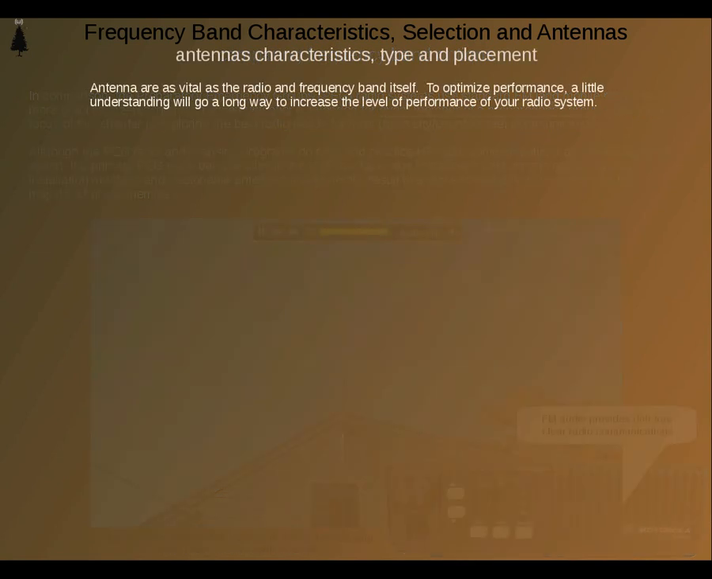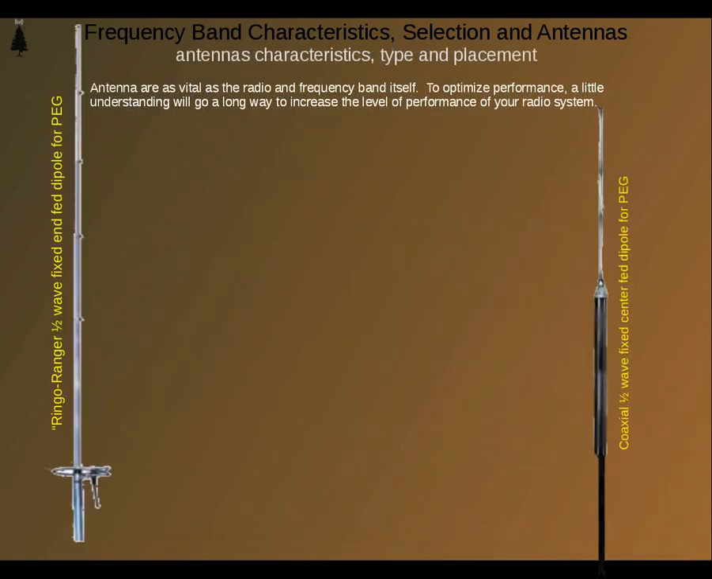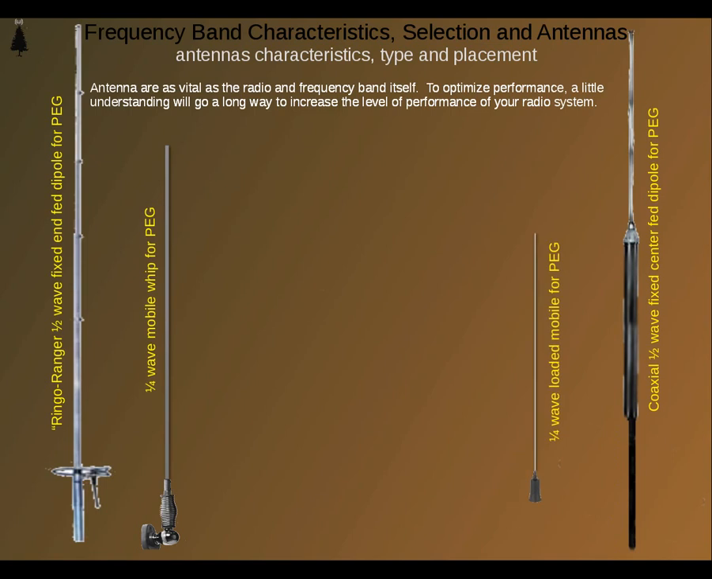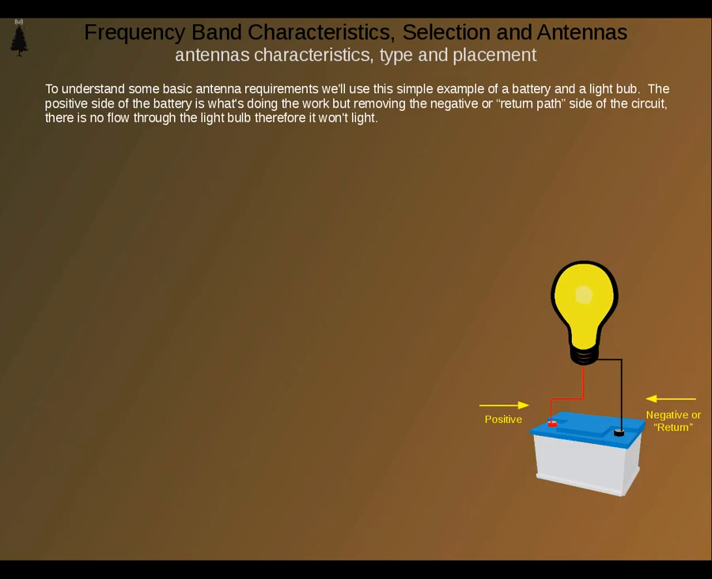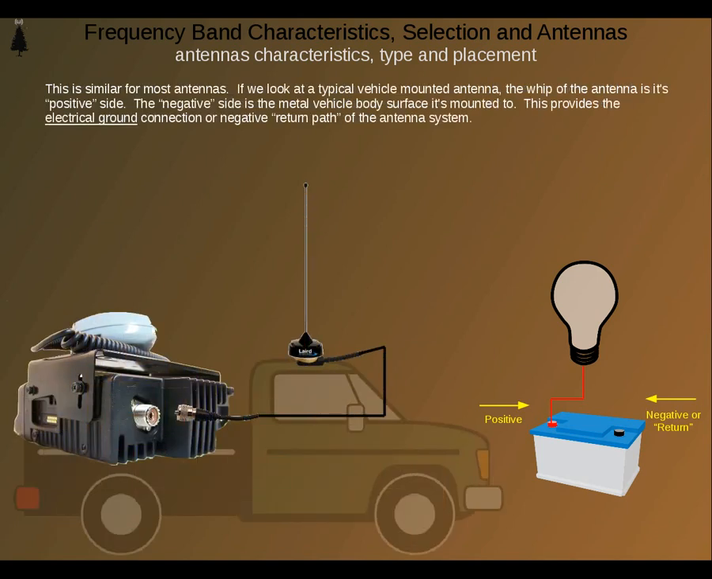Antennas are as vital as the radio and frequency band itself. To optimize performance, a little understanding will go a long way to increase the level of performance of your radio system. To understand some basic antenna requirements, we'll use this simple example of a battery and a light bulb. The positive side of the battery is what's doing the work, but by removing the negative or return path side of the circuit, there's no flow through the light bulb, therefore it won't light.